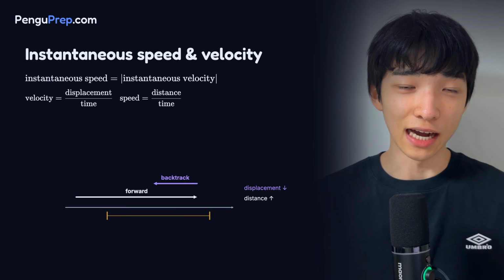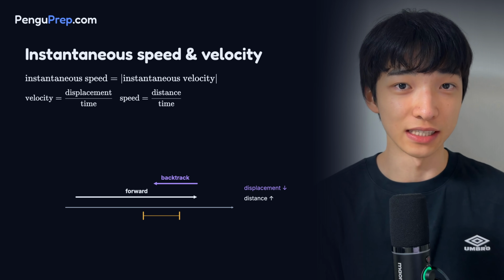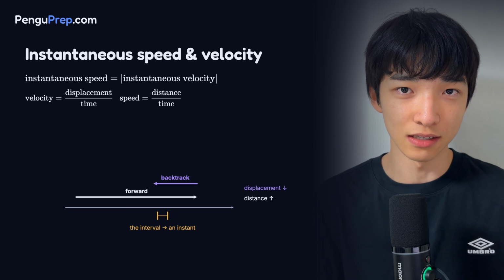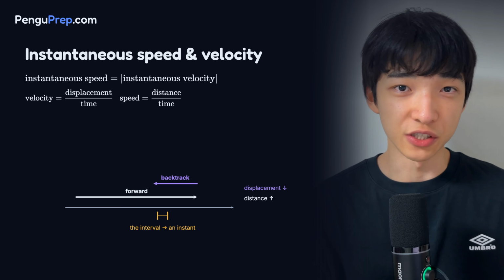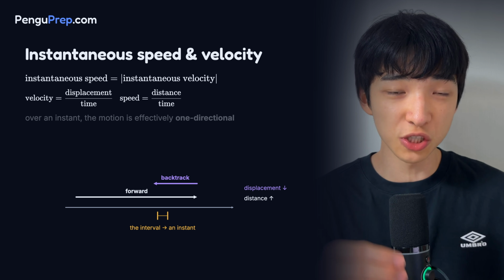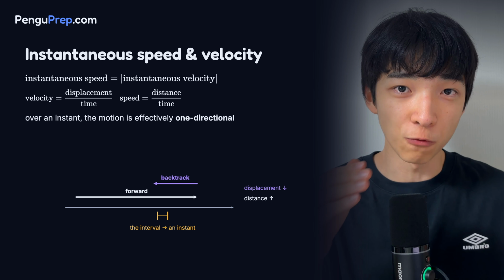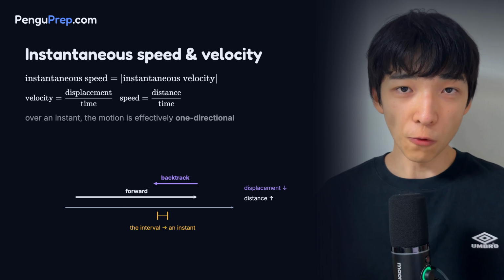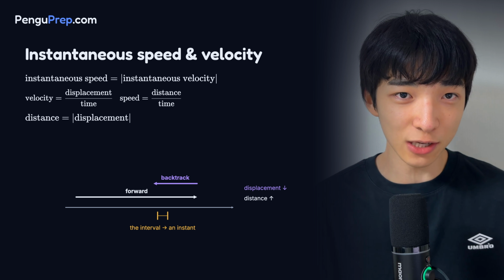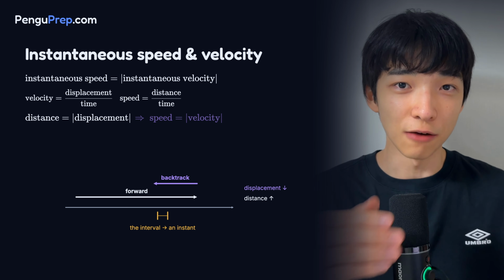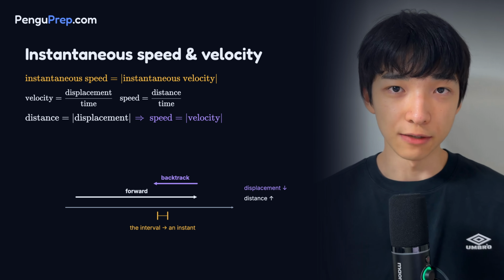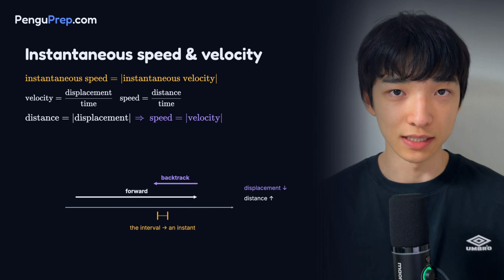Now, let's shrink the time interval for which we calculate the velocity and speed of an object. That is, let's ask for the instantaneous speed and velocity. Over a vanishingly small interval, there's no time for the object to go back and undo its own motion. That is, the motion is effectively one directional over a small instant. So over that instant, if we ignore the direction, then distance and displacement are equal to each other. So the magnitudes of instantaneous speed and velocity will also be equal. So the only remaining difference between instantaneous speed and velocity is sign.